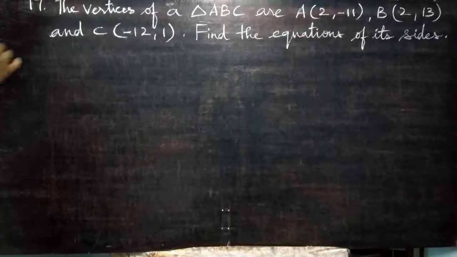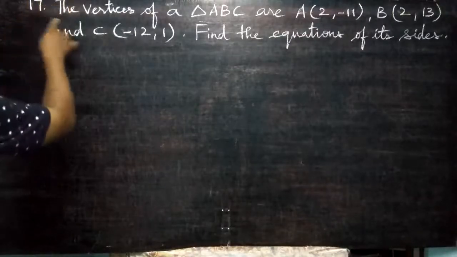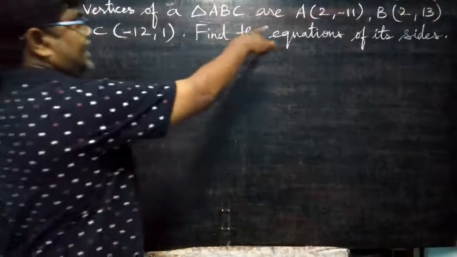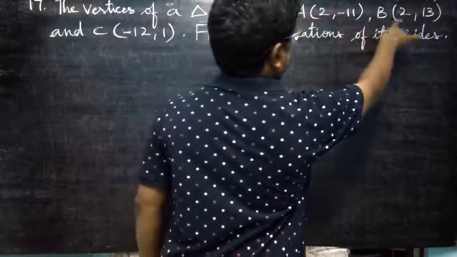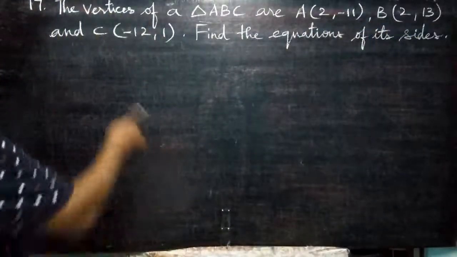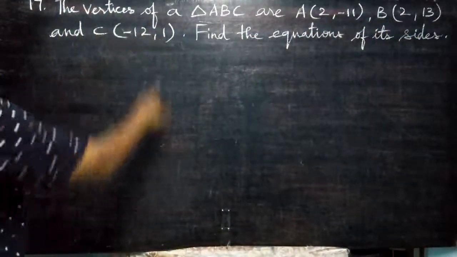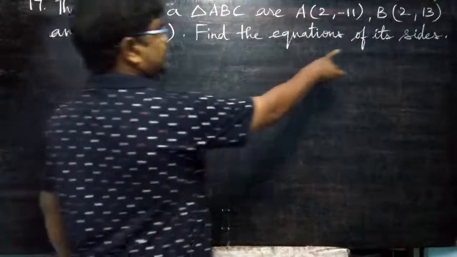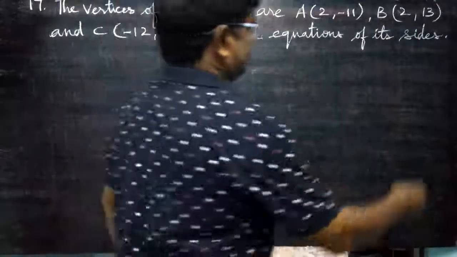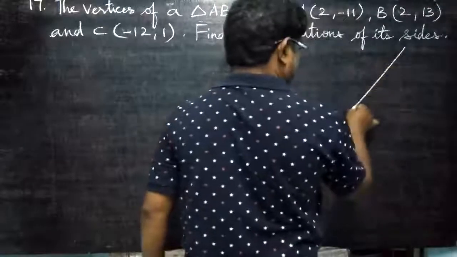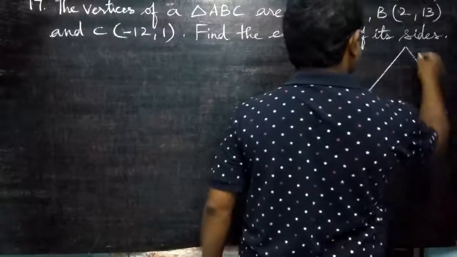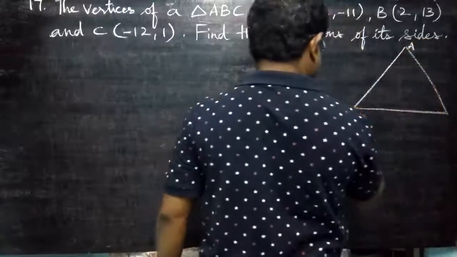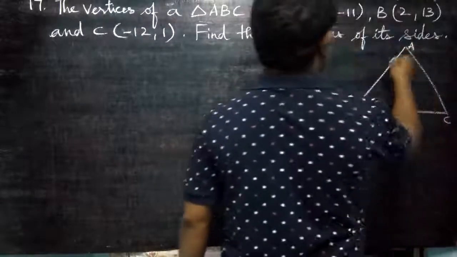17th problem. The vertices of a triangle ABC are A (2, -11), B (2, 13) and C (-12, 1). Find the equations of its sides. How many sides will be there in a triangle? 3 sides. What are they? AB is one side.